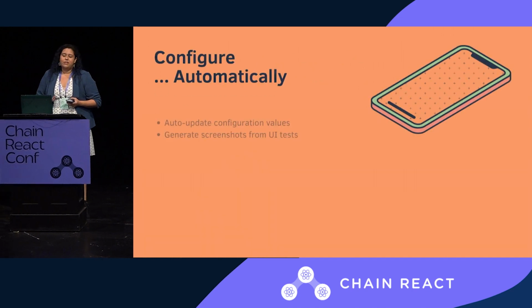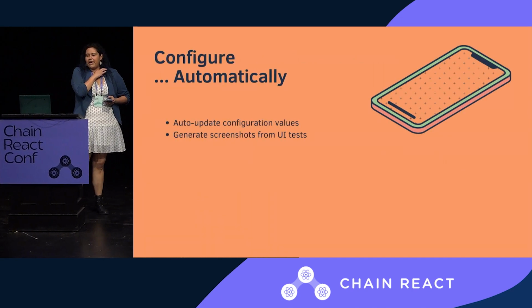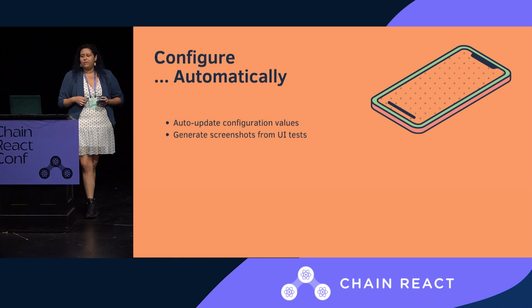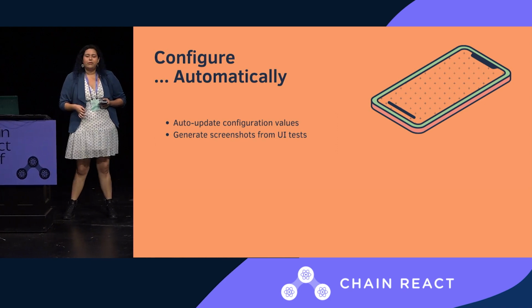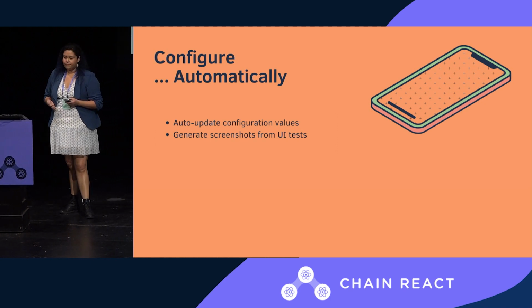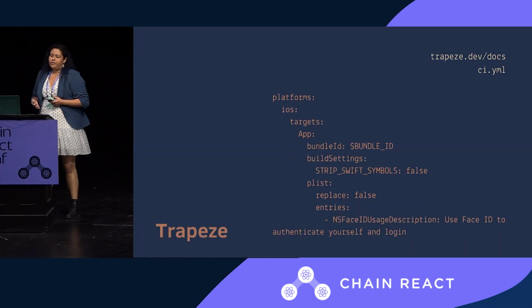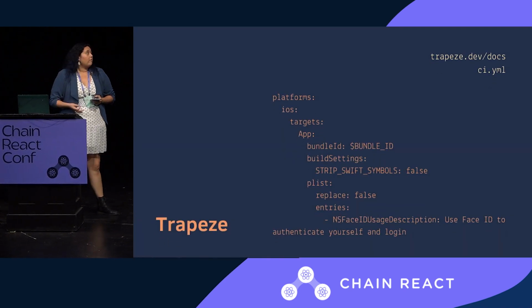So you can do these things automatically. Some examples we're going to look at are how you can auto-update your configuration values and also how you can generate screenshots automatically from your UI tests. So the first is automating your configuration variables.